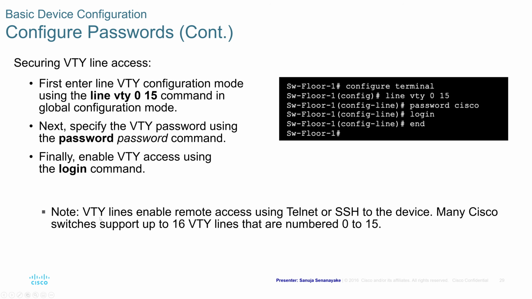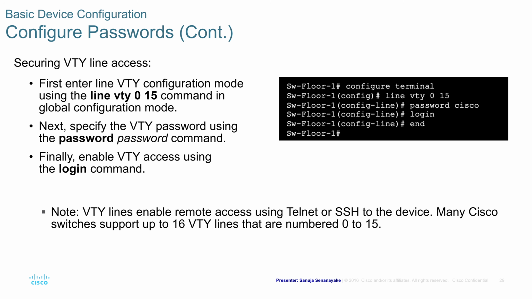Please note the VTY lines enable remote access using Telnet or SSH to the device. Many Cisco switches support up to 16 VTY lines that are numbered 0 to 15. However, if you have more than 16, what you actually do is go line VTY 0 20 or 0 24, etc. That will encompass all the line VTYs that you need to enter that password for.